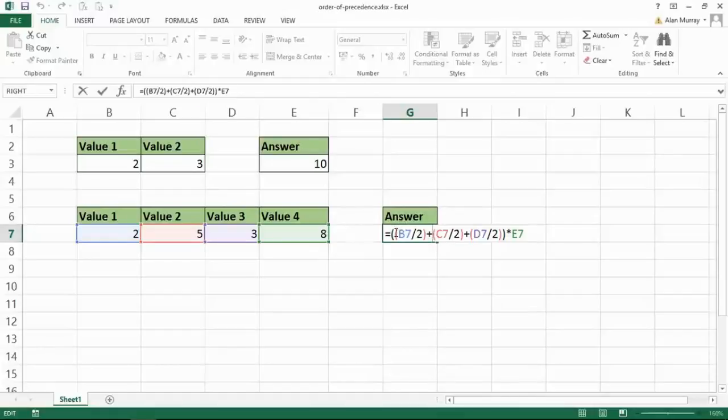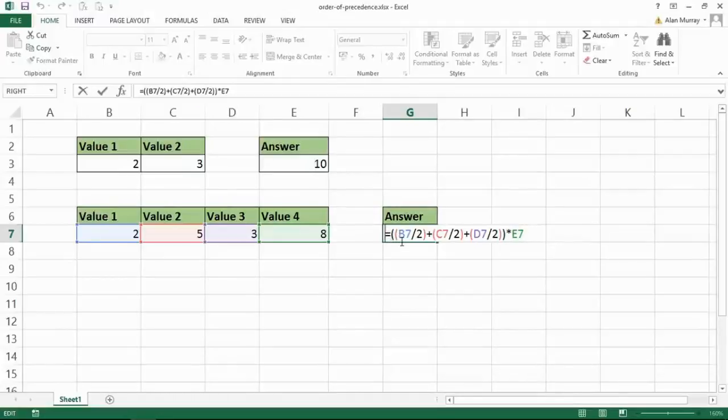The great thing is when you put it in Excel, you'll see the red brackets around here clearly trying to say that these are on the same level, and those three are happening first: B7 divided by 2, C7 divided by 2, D7 divided by 2. Then I've got these black brackets, saying it will then add the three together, and then it multiplies by E7 at the end, outside the brackets. And you get used to seeing this.